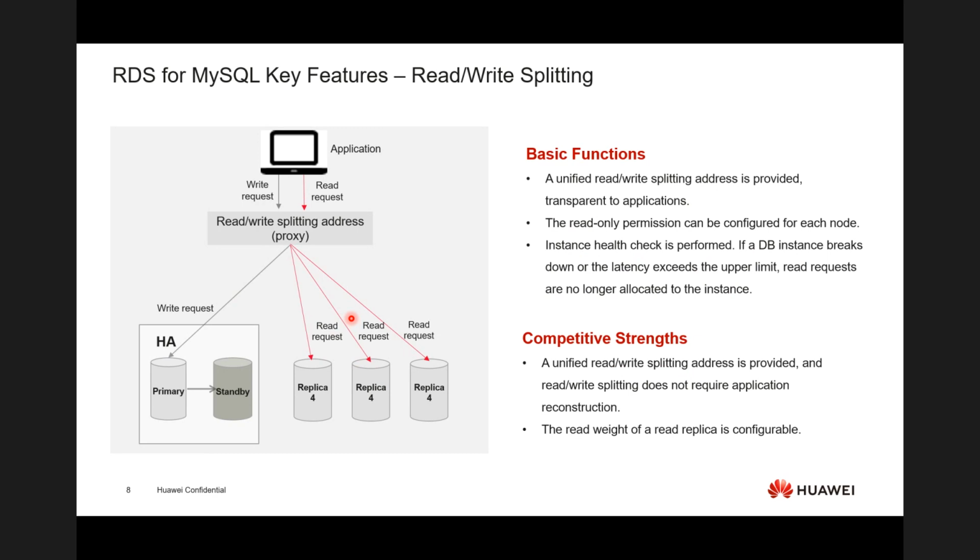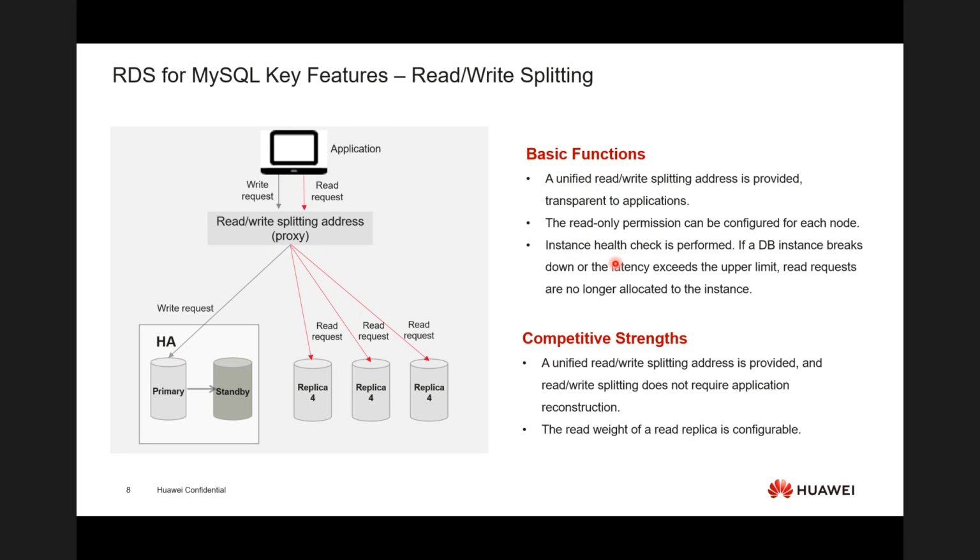So if you want to improve the performance of your database, we can consider read-write splitting, as you can see here. The replica is just for read requests. The basic function is that a unified read-write splitting address is provided to the applications. The read-only permission can be configured for each node, so for each node you can configure the permissions.